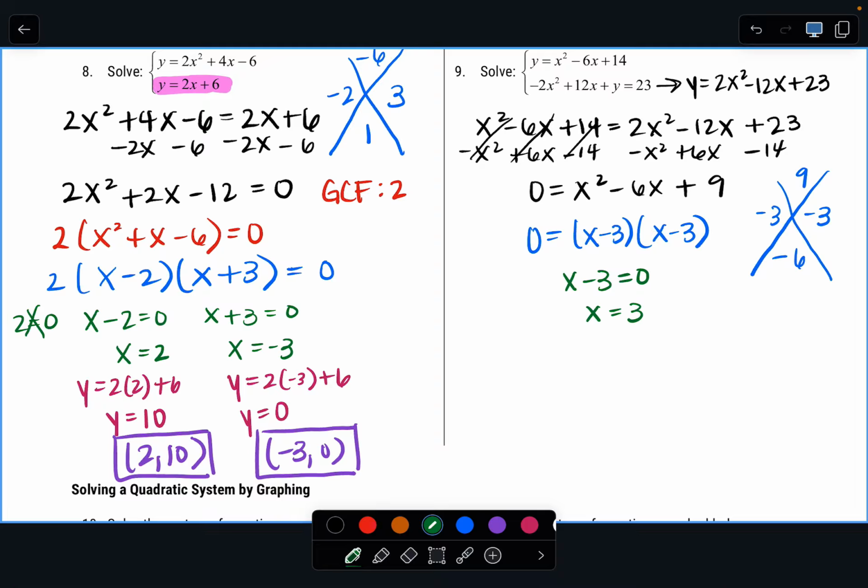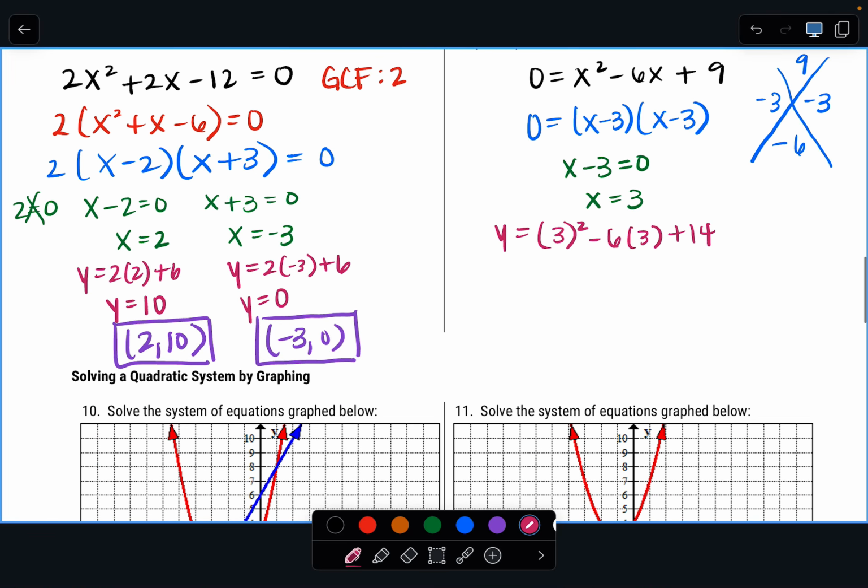Okay, so what am I going to do next, Christian? You're going to plug in the x for one of the equations at the top. Which equation do you want to plug into, Christian? The top one. All right, we can plug into the top one. So I'm going to take this top equation, and everywhere I see x, I'm going to plug in positive 3. So y equals 3 squared minus 6 times 3 plus 14.